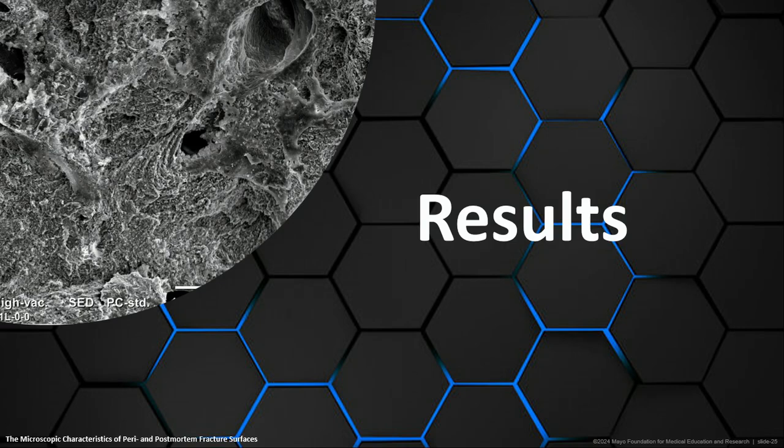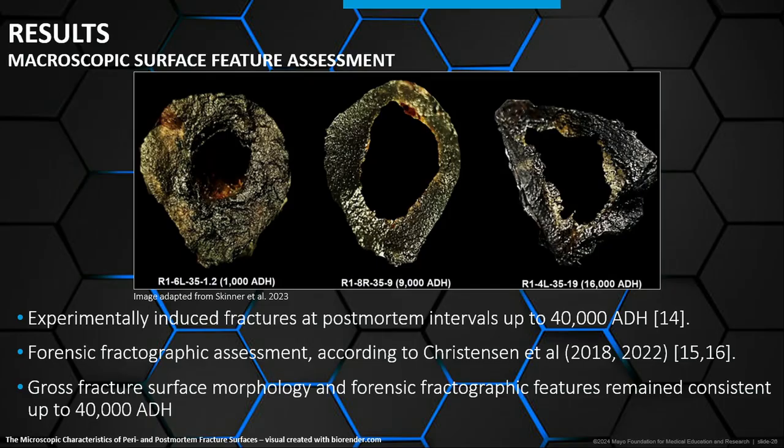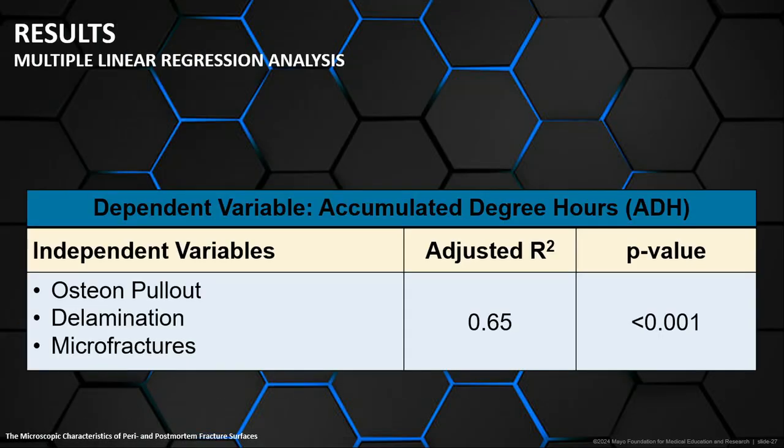All right, so the first slide on results presents just a brief summary of the macroscopic fracture assessment. We presented this last year and it has been published in Journal of Forensic Sciences, so I won't go into it in detail here. We're focusing on the microscopic features. But basically, the fractographic features were similar in our experimentally induced fractures throughout the postmortem interval that we looked at. So this bodes really well for fractography's utility, but it underscores the limited capacity of macroscopic fracture morphology for distinguishing perimortem and postmortem events.